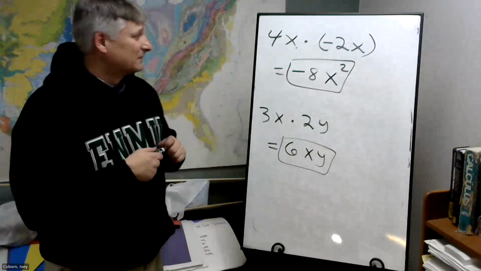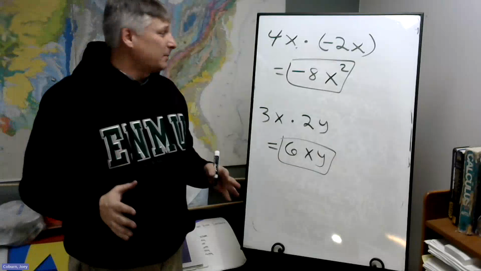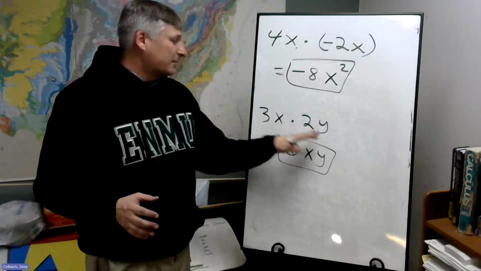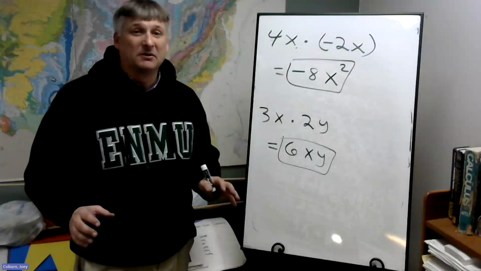And that's it. So a little bit about variables and exponents and different variables multiplying together. Any questions, let me know.